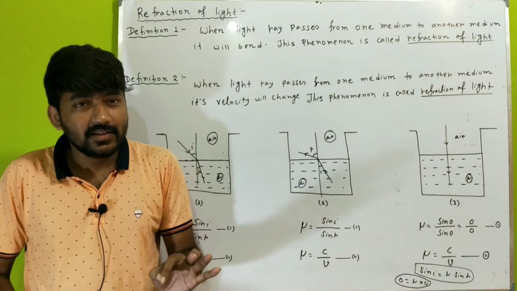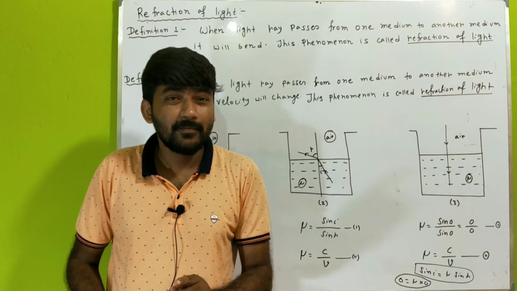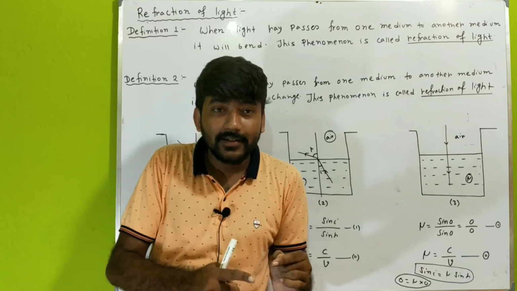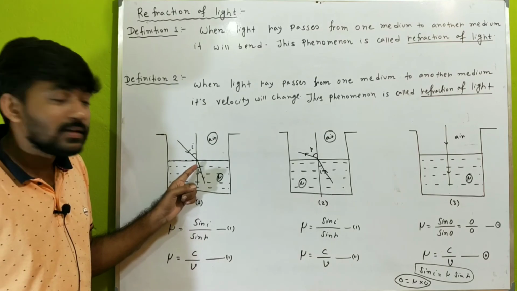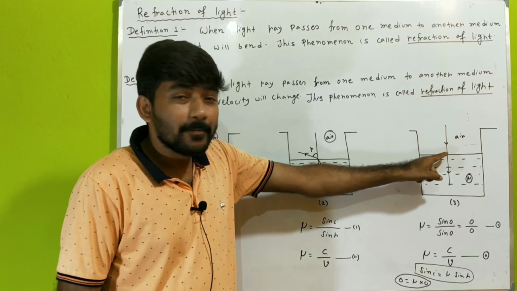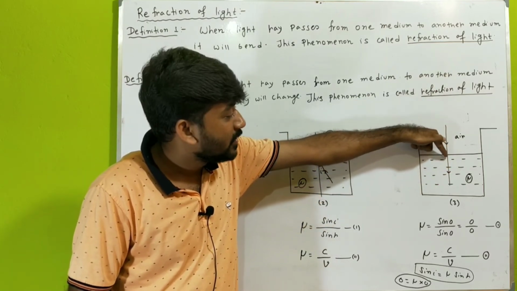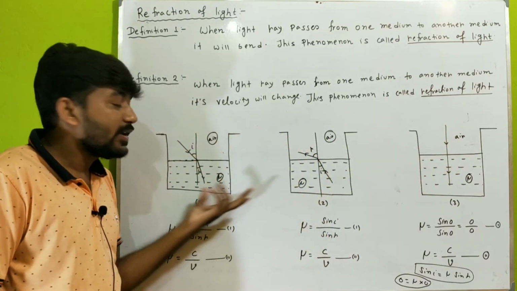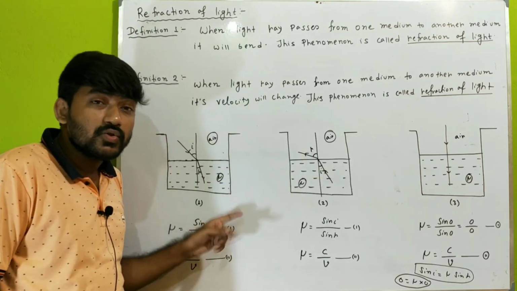Velocity will change when light enters from one medium to another medium. It will definitely change. But this change of velocity will deviate the path of the ray only when the incident ray is incident on the surface obliquely. But here it is incident normally. So velocity changes, but bending is not occurring over here. But in these two cases, velocity is changed and the bending of light also occurred.